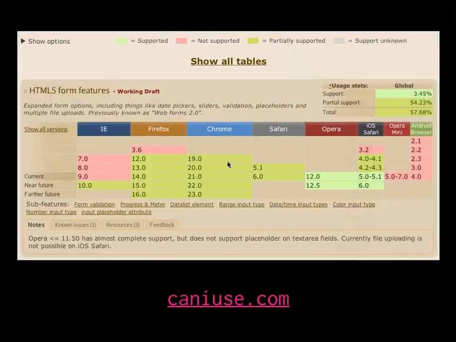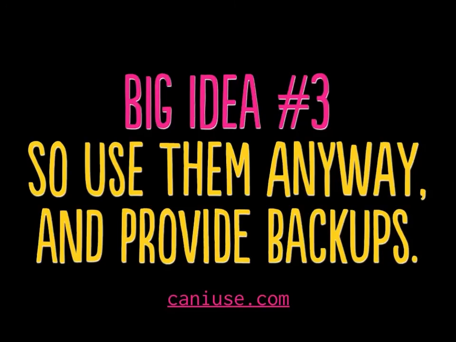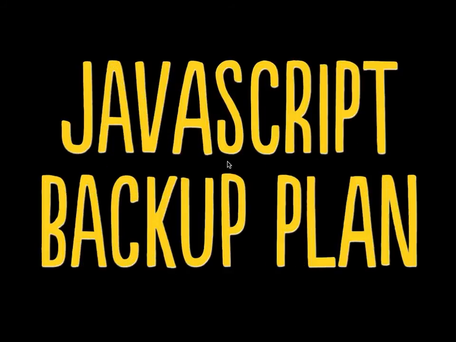So you've got elements that you've created in HTML5. They don't work in older browsers, so what do you do? You use them anyway, and you provide backups. What do I mean by backups? I mean a JavaScript backup plan. Like if a color picker is not supported in a particular browser, there are JavaScript versions of color pickers that work just fine in IE6 or in old browsers, and we've got to use them instead.